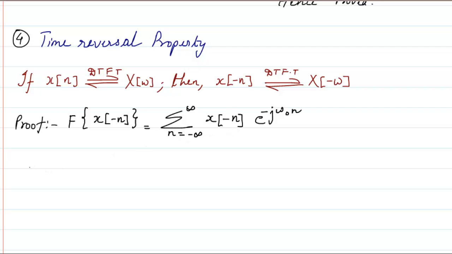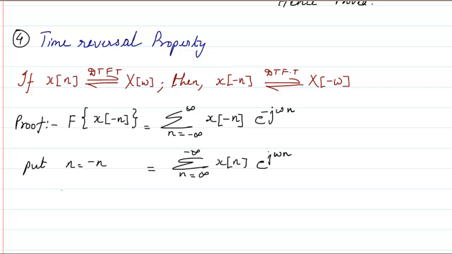Now let us put n is equal to minus n. If I put that, then this summation will be from n equal to plus infinity to minus infinity, and x of minus n will become x of n, and you will have e raised to power minus, instead of minus it will become plus, because the n is going to be minus here, so it is going to be plus j omega n. I will not write omega naught, I will write omega, sorry. So it is omega n.